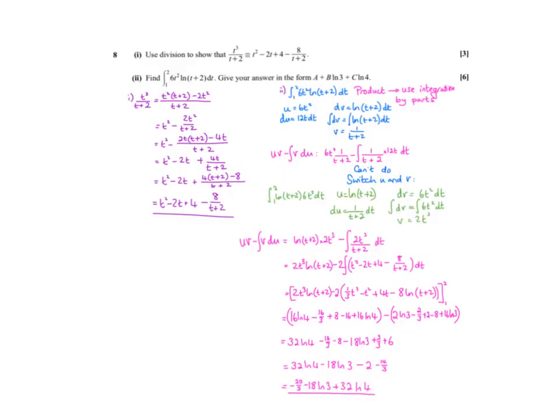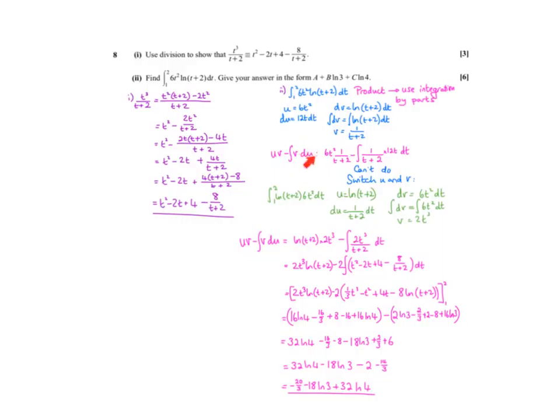Part 2. Now, I've got 6t squared times ln(t add 2). It's a product, so I know to use integration by parts. I'm going to set u as this, 6t squared. So du/dt is 12t. I'm going to set this bit as dv. So dv is ln(t plus 2). Integrate, v is 1 over t plus 2.